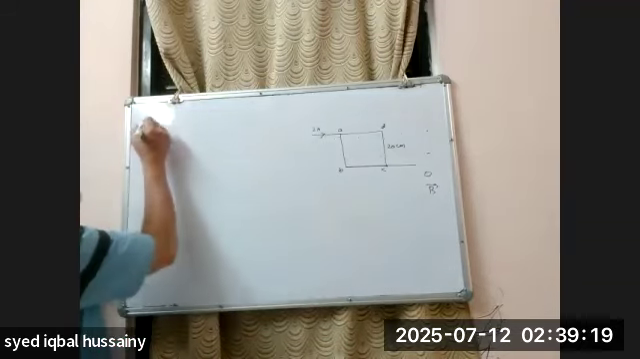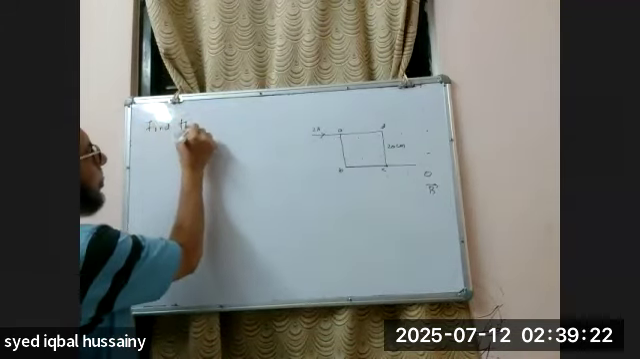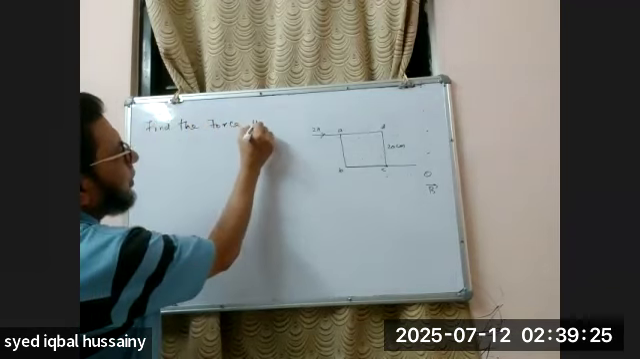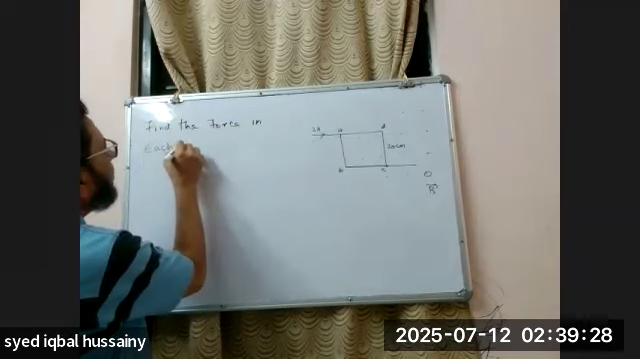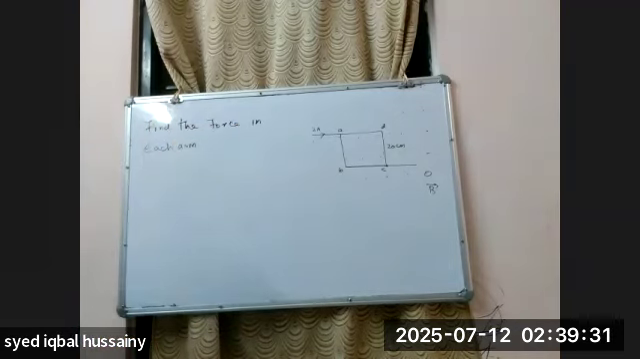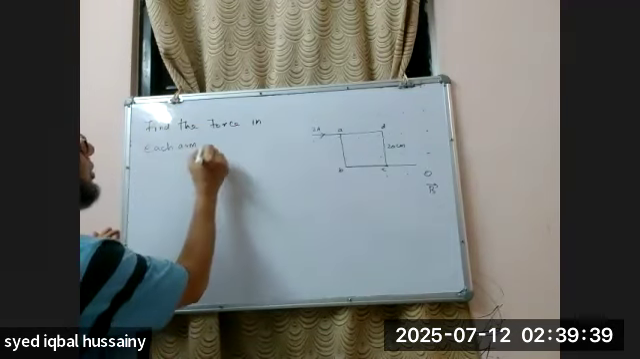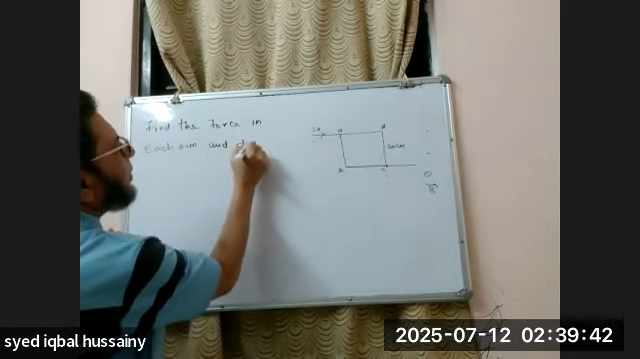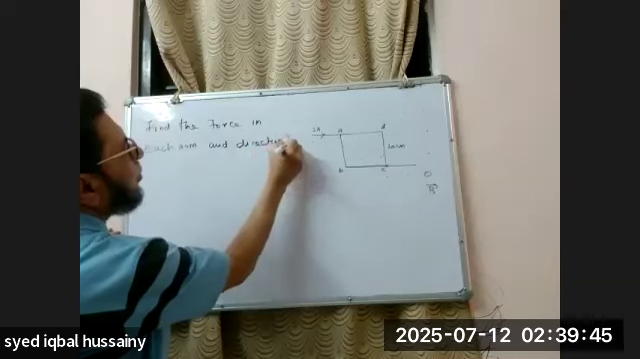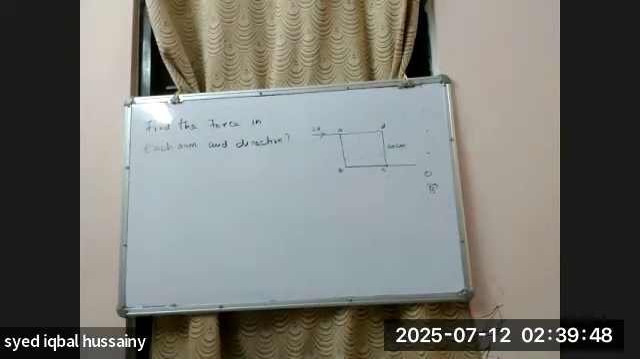So find the force in each arm and direction. In the question: find the magnitude and direction of the magnetic forces on the four sides of the frame.